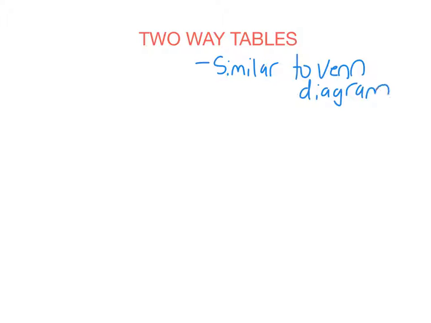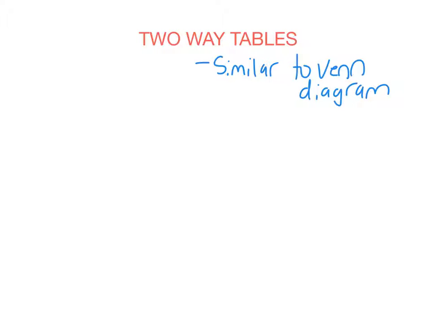Thank you so much for watching as we go through two-way tables. Two-way tables are similar to Venn diagrams, which we did last time. In fact, if you're given a two-way table, you can make it into a unique Venn diagram. And the other way, if you're given a Venn diagram, you can make it into a two-way table.